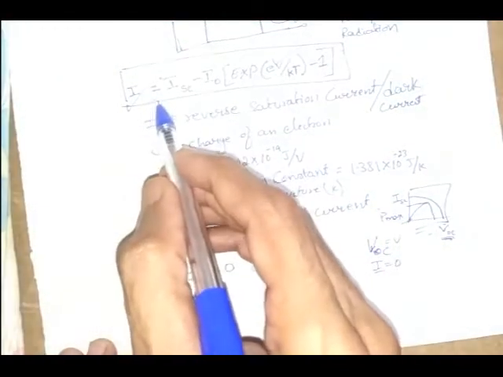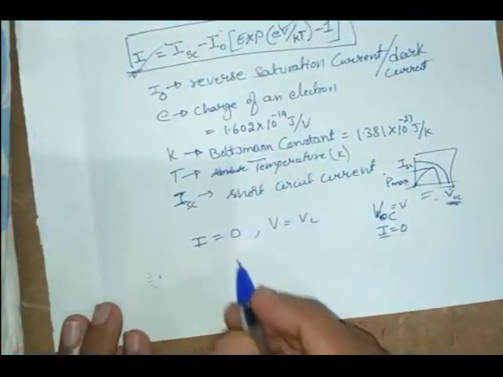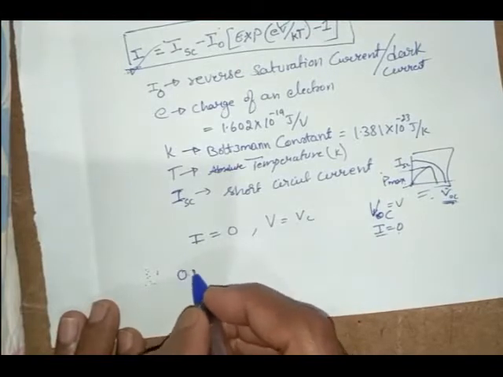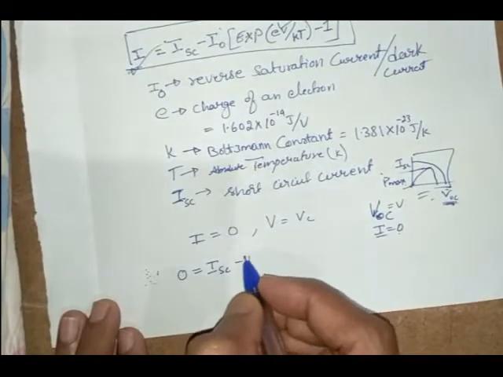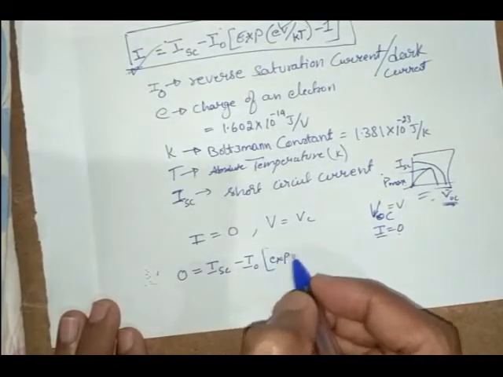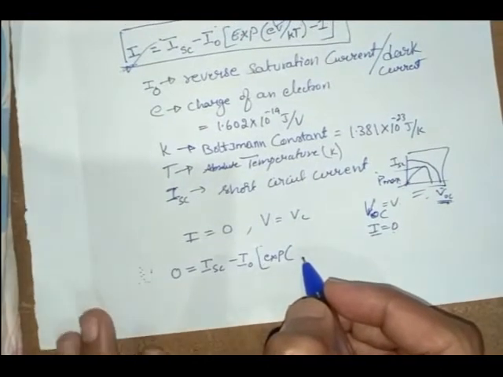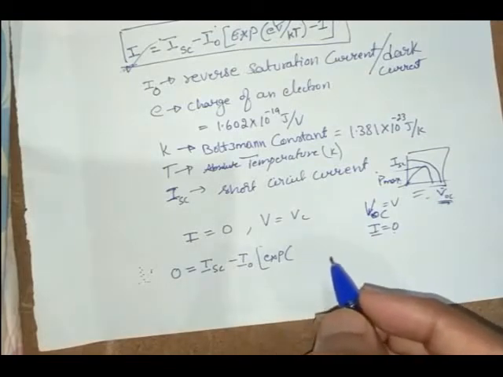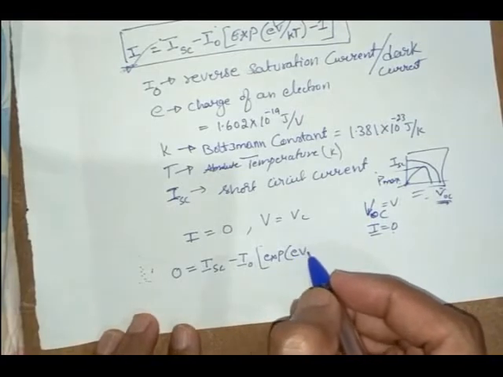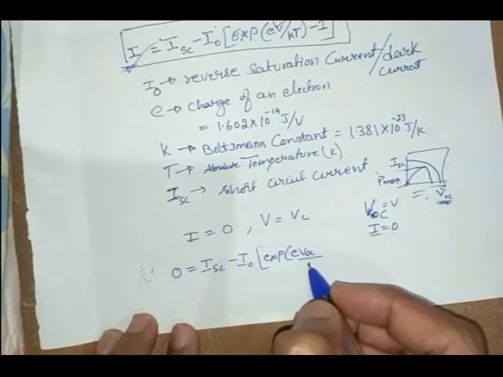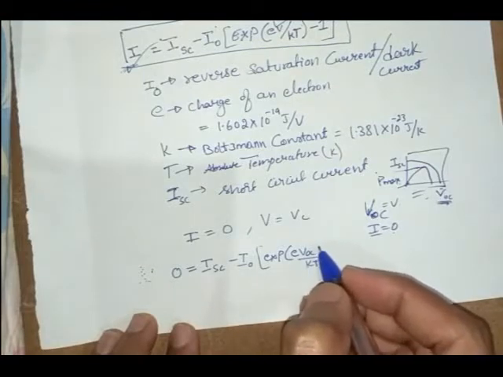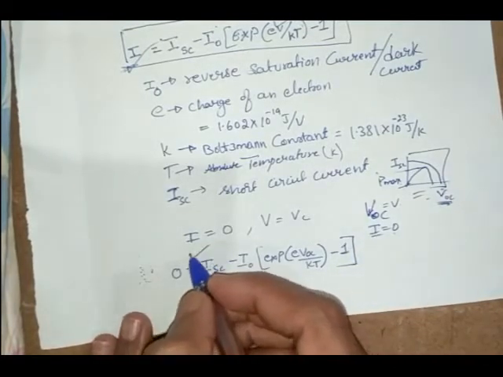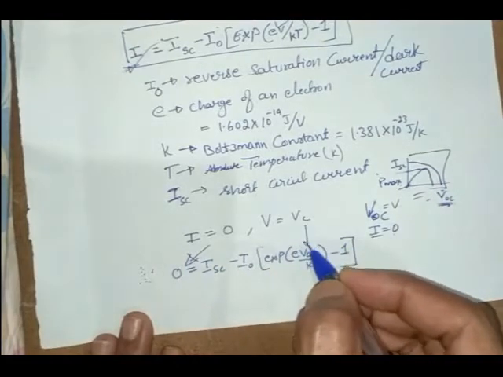Then this equation can be written as 0 is equal to ISC minus I naught exponential of E into VOC divided by KT minus 1. So I have just replaced this and this.